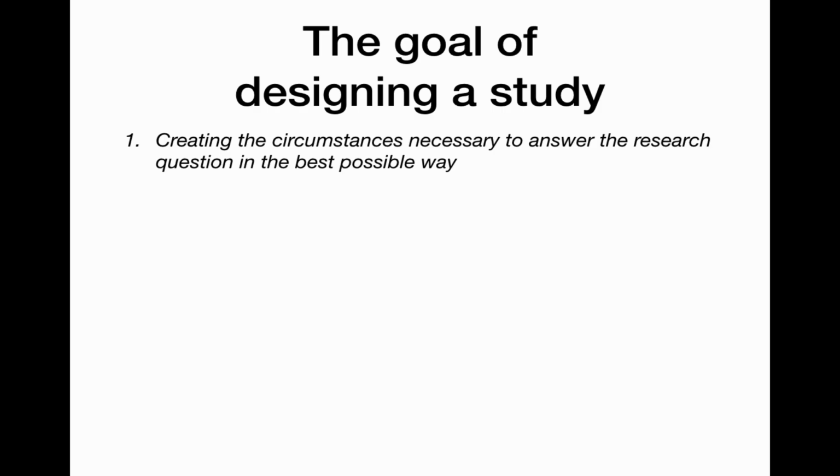We can subdivide it into two different goals. The first goal is to create the circumstances necessary to answer the specific research question in the best possible way. And for this, we need validity. That means that our study is not biased and we are actually measuring what we think that we are measuring. We need precision. This means that we can estimate our parameters with an acceptable level of uncertainty. And the study needs to be feasible.